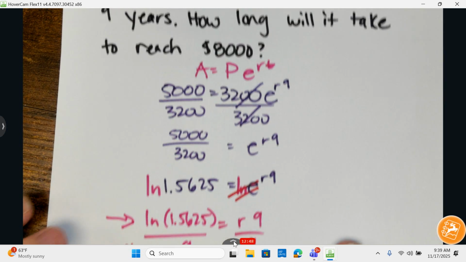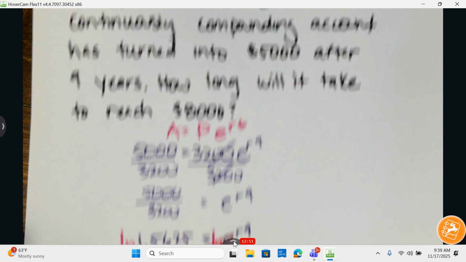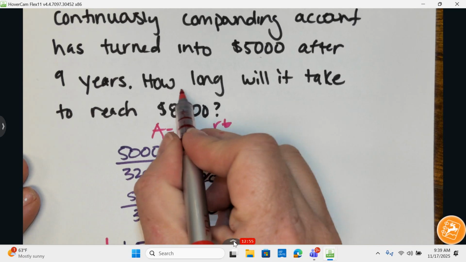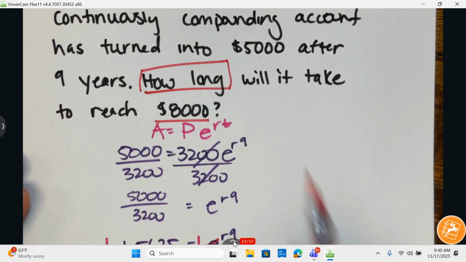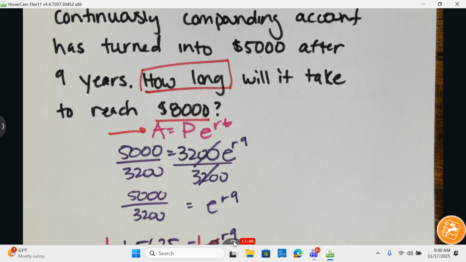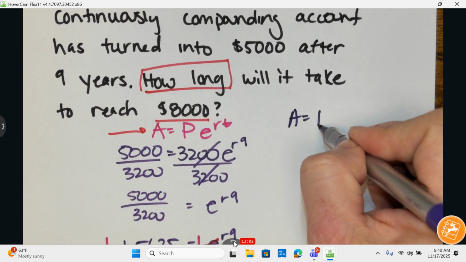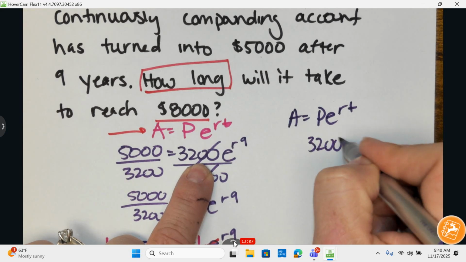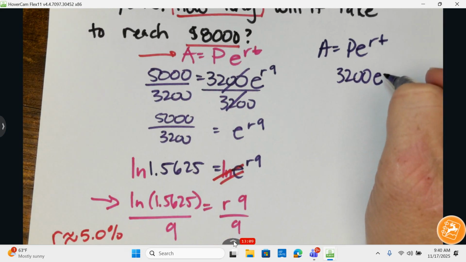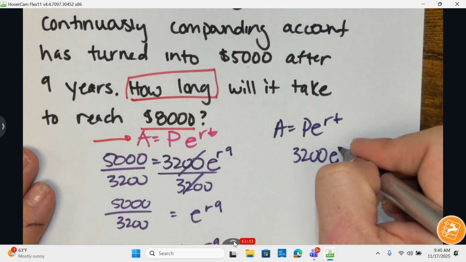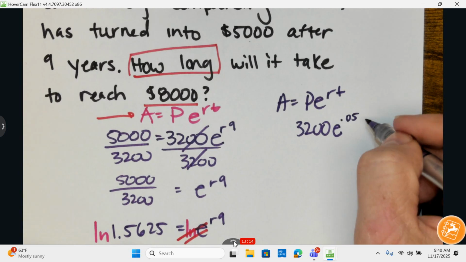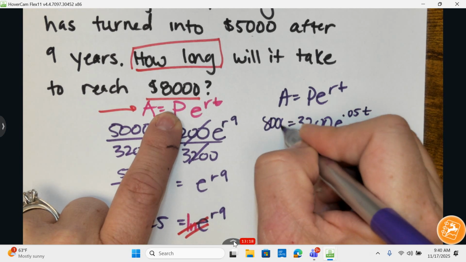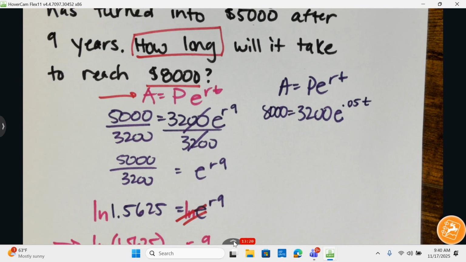Be careful, like we've learned, a lot of times students go through the motion of answering this, but they don't look back up. What does the question ask for? How long will it take to reach 8,000? So let's go back to this basic formula here. We have A equals P e to the rt. We know the initial amount is 3,200. We now know the rate to be 5%, so 0.05. And we want to know how long it will take, that's the t value, to have an outcome of 8,000.